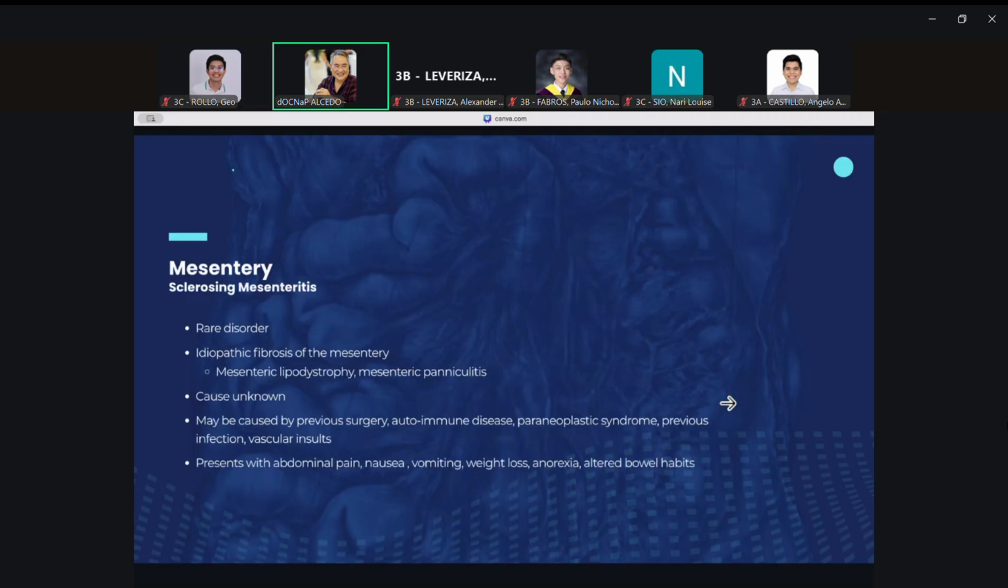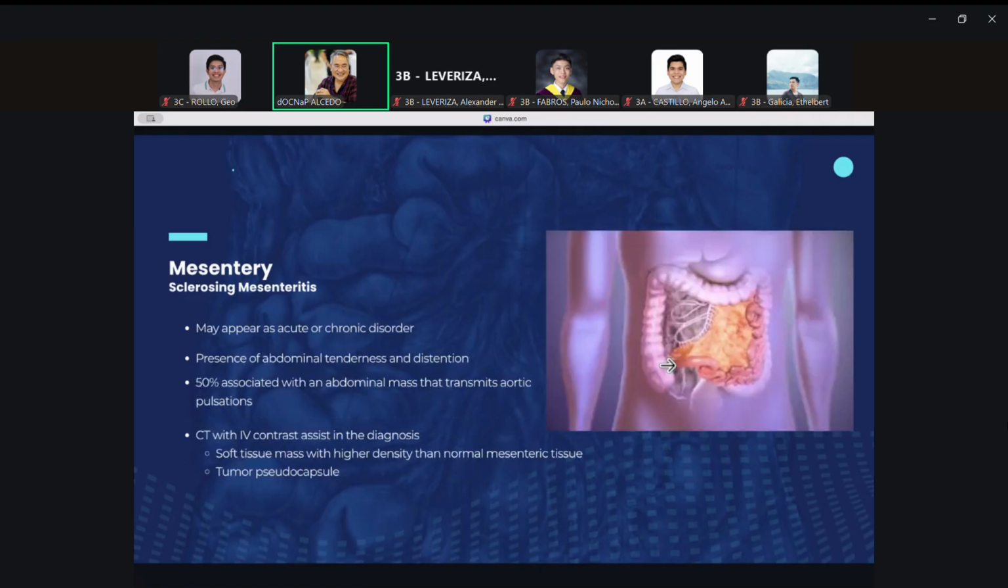Some would involve the vasculature of the mesentery, sclerosing mesenteritis. Some would have fibrosis of the mesentery with unknown causes, mind you. Okay, all of this will present with abdominal pain, nausea, vomiting, weight loss, altered bowel habits, etc. Okay.